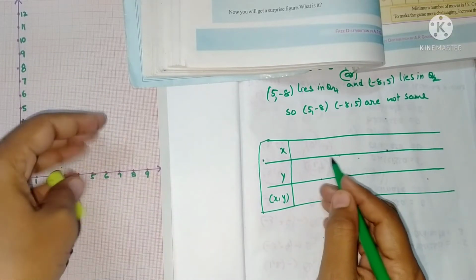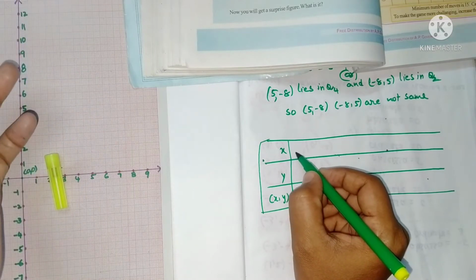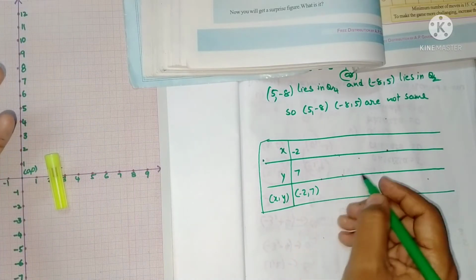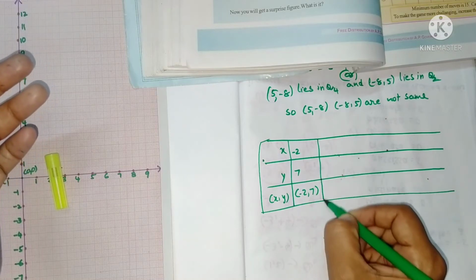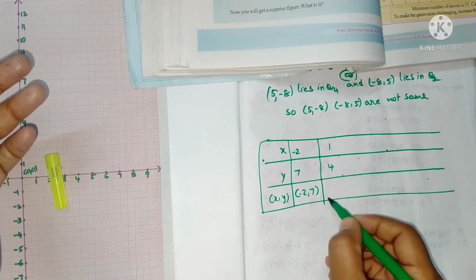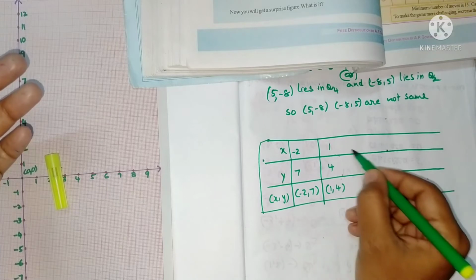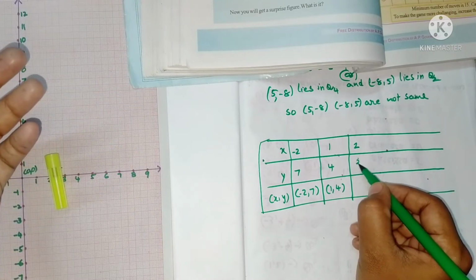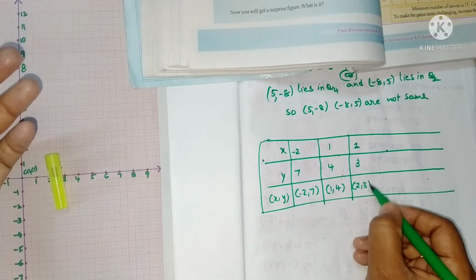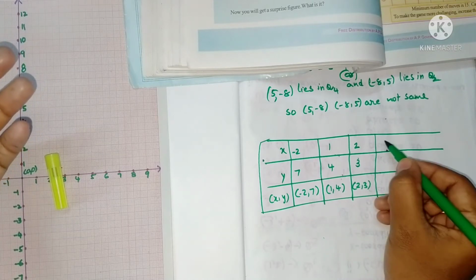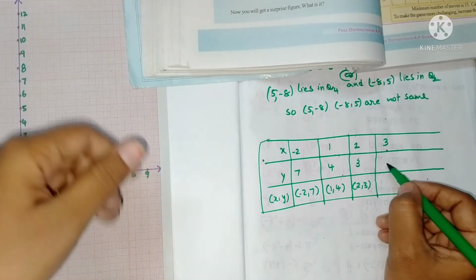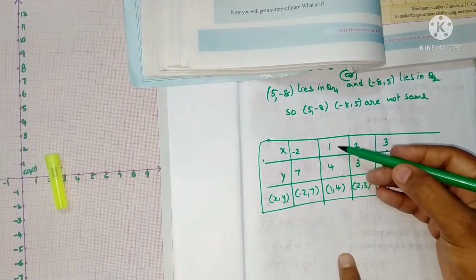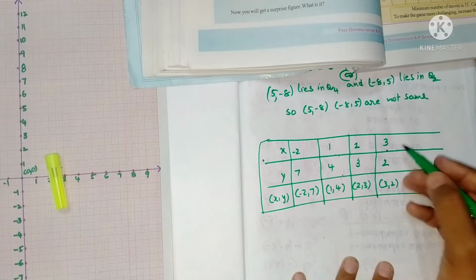So first of all we want to write the points. In the hint only they gave minus 2, 7. So minus 2 comma 7. And next 1, 4. 1 comma 4. If I took 2, 2 plus 3, 5. So 2 comma 3. Next if I took 3, 3 plus 2, 5. So 3 comma 2. If we add x and y, we should get 5.